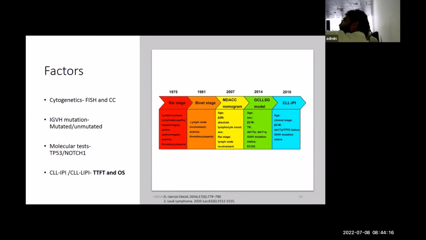There is a paper published 2 years ago, and I have given the reference. You can read that. Now cytogenetics: we have FISH and conventional. FISH is easy to do in CLL. Conventional is very difficult to do because CLL cells are very indolent and not dividing very fast. Very few cells are actually in the cell cycle, so you need metaphases to do conventional. So conventional CLL cytogenetics is very difficult to do.